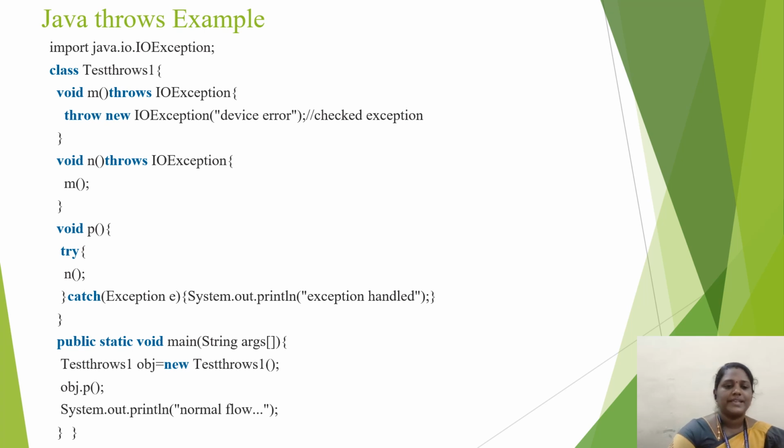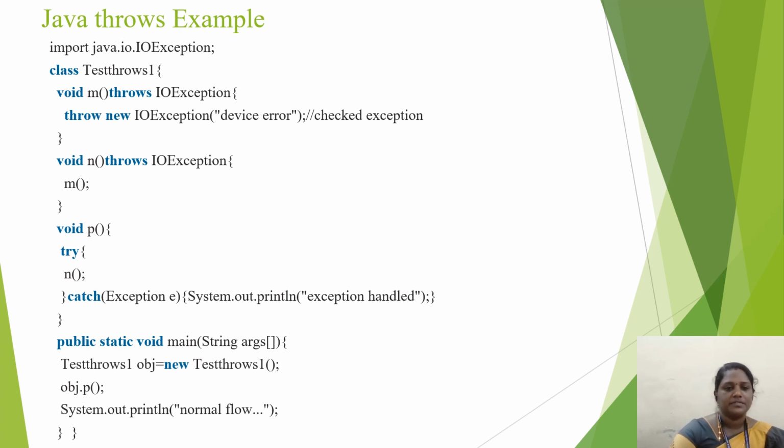Then you place the exception handling in the try block. Whatever is in the try block calls the n method. So what is the n method? The n method is void n, and you have to declare that it throws IOException. Here it calls the method m. So what is the m method? It is void m, and you throw an IOException by using the throw keyword.